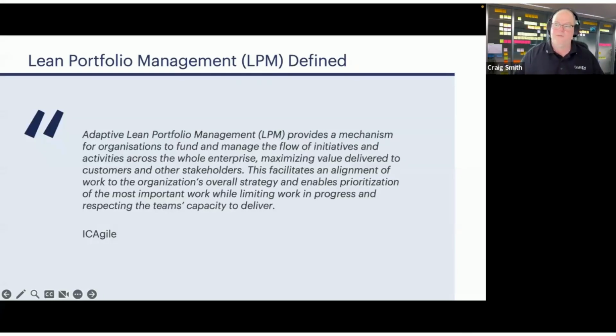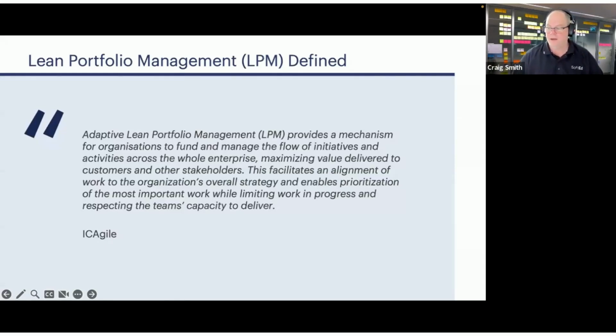And as you can see there, it provides a mechanism for organizations to fund and manage the flow of initiatives and activities across the whole enterprise. So how do we make sure that we're working on the right things and we're spending money on the right things? It allows us to maximize the value delivered to customers and their stakeholders as well. So those things go hand in hand. And so what it really is then is an alignment of our strategy and making sure we're working on the most important things whilst we're thinking about the customer.